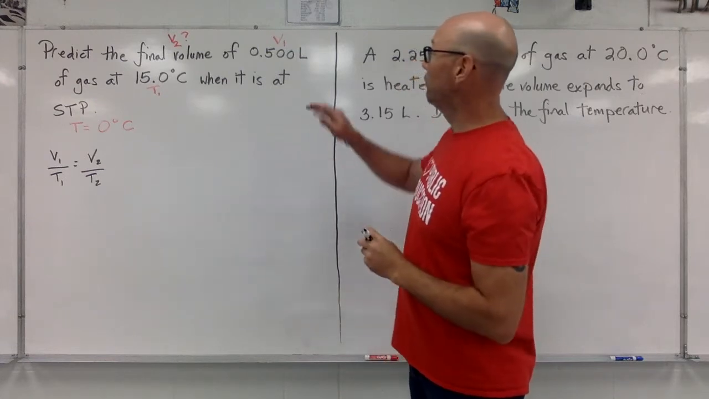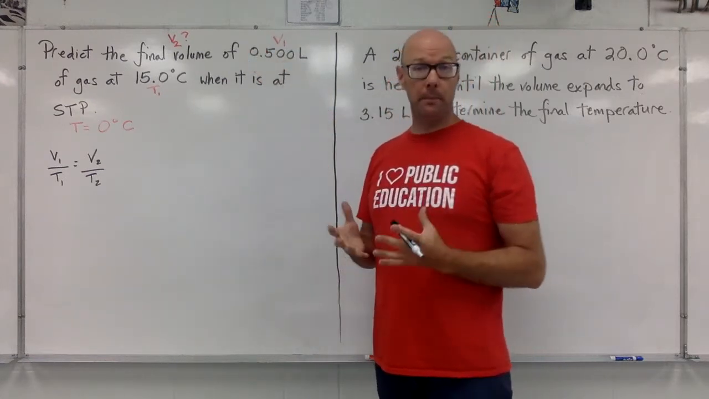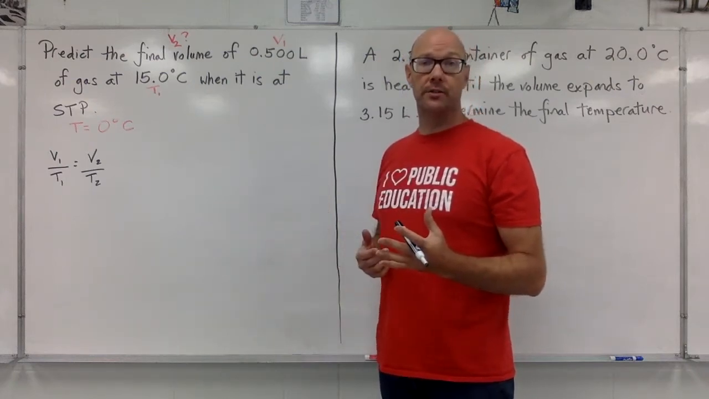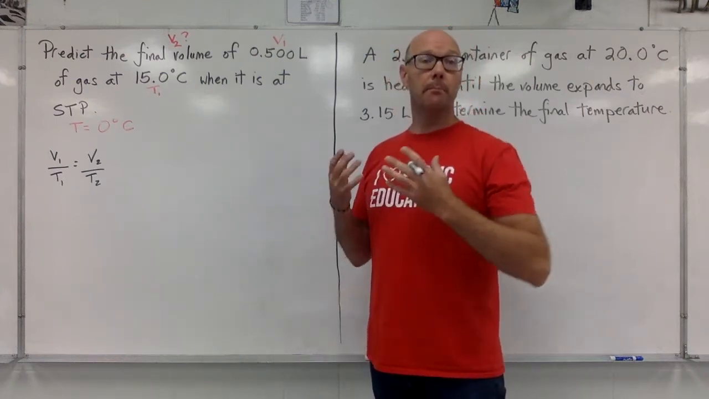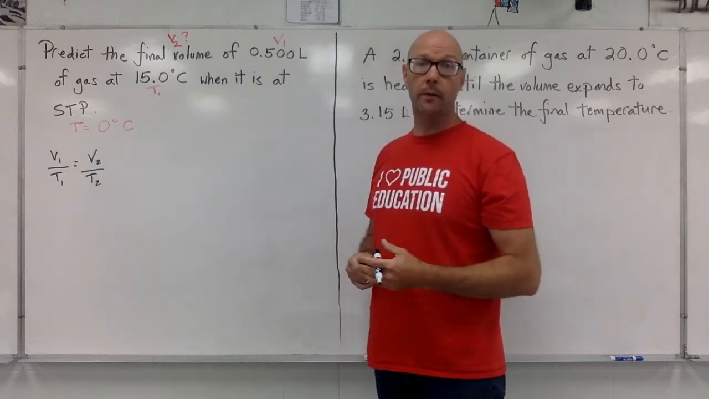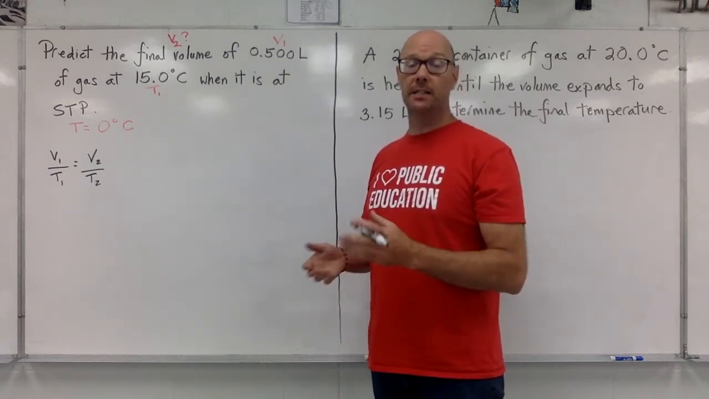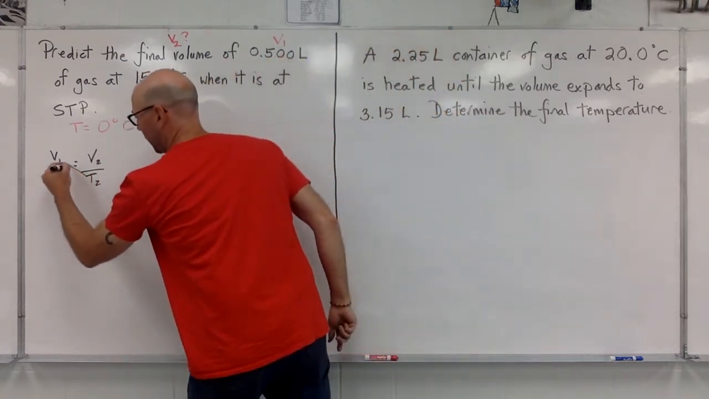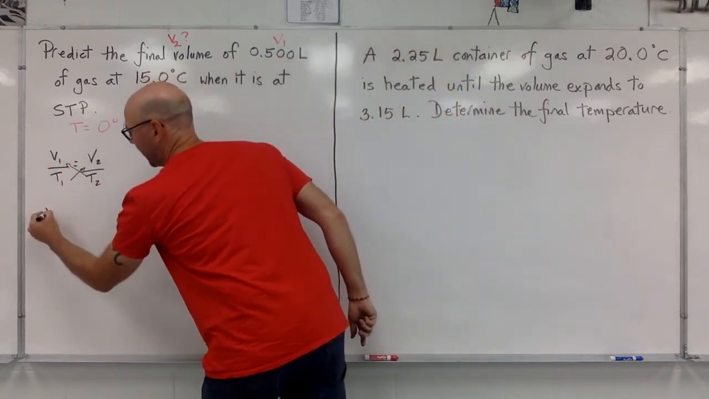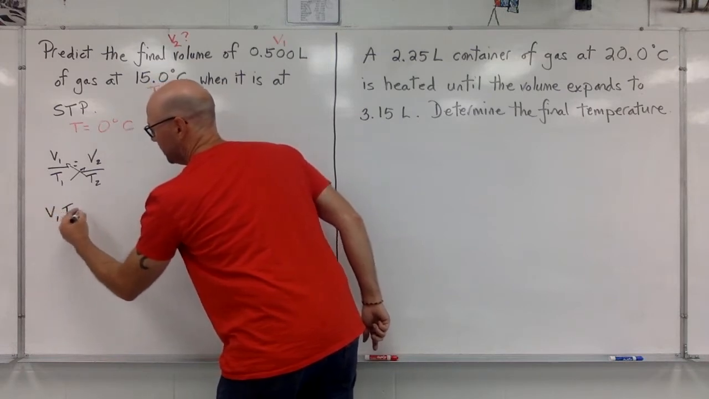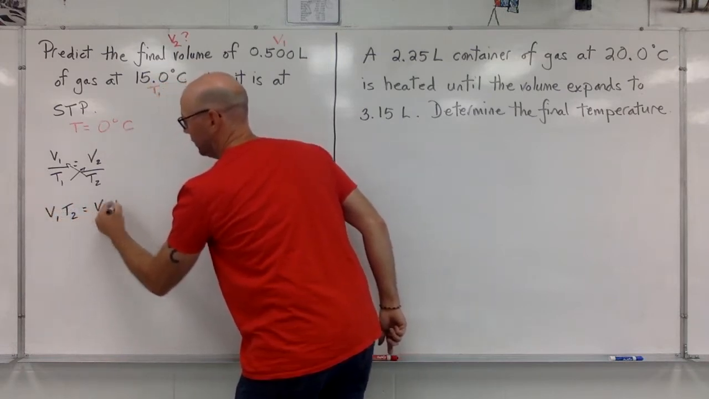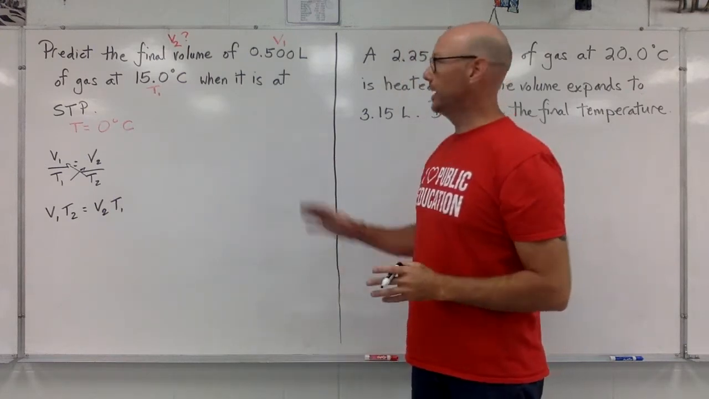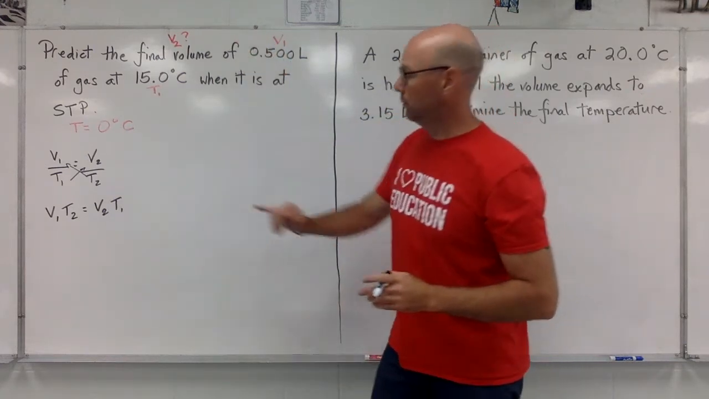I need to solve for V2, so I need to manipulate this equation. My first step is to cross multiply both sides. Or to say it in another way, I'm going to multiply both sides by T1 and multiply both sides by T2. It's easier to say cross multiply. I cross multiply, and I get V1 T2 equals V2 T1.